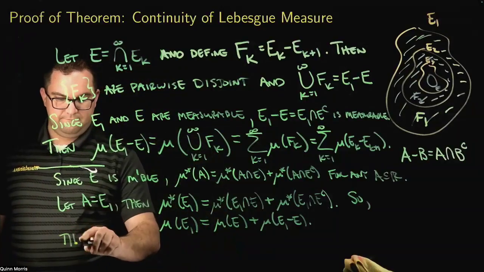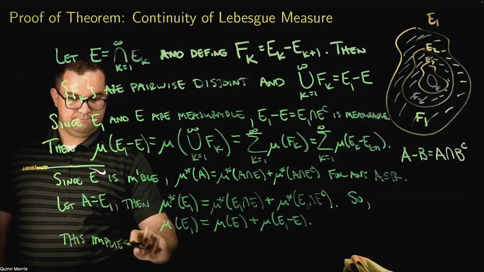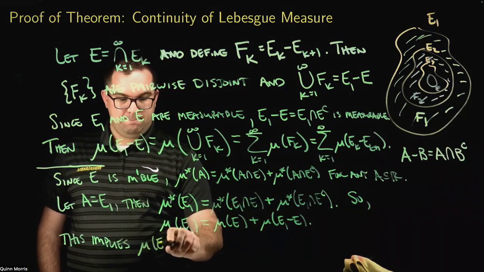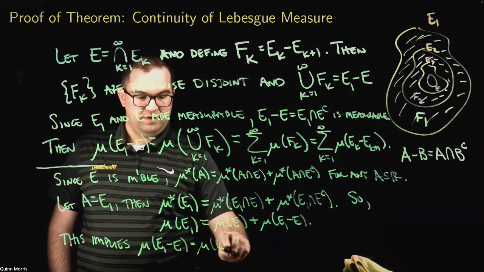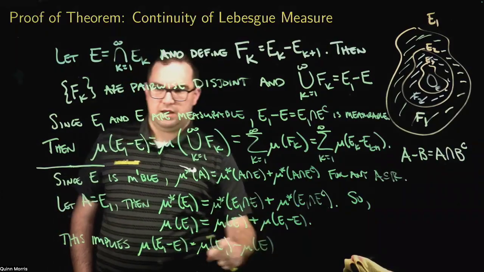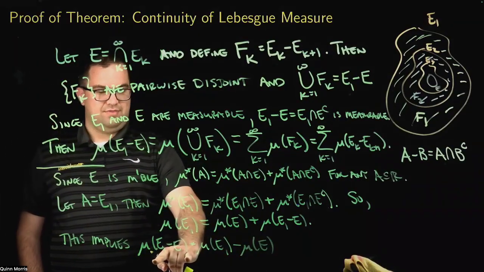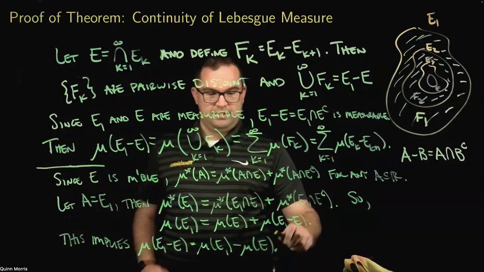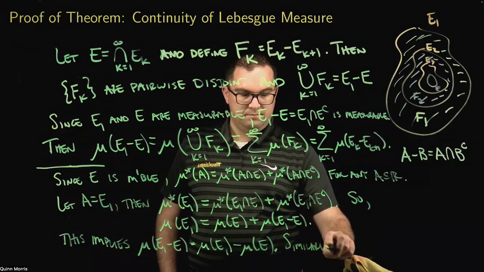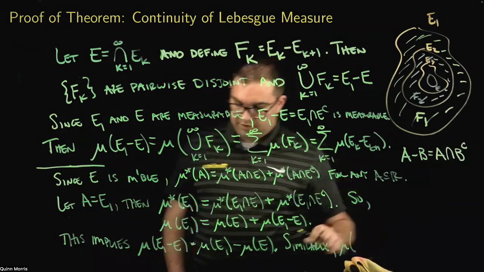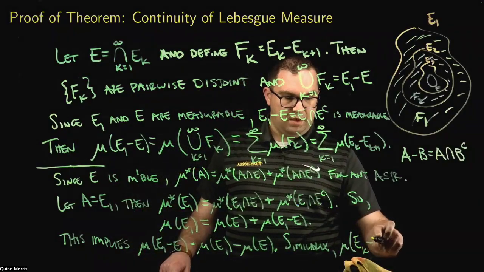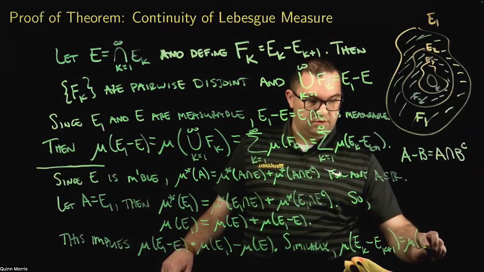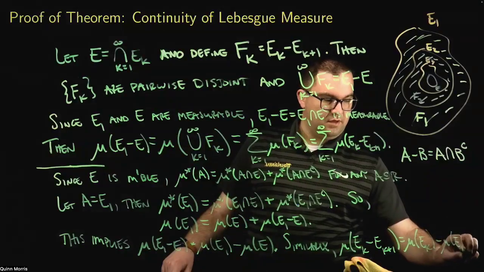Now, notice that this implies that, I'm just going to rearrange this. So this implies that mu of E1 minus E is equal to mu of E1 minus mu of E. Notice that from this piece up here, we've gotten this. Okay, we'll be able to replace this with that. Now, by a similar argument to what we did here, so similarly, I can write that the measure of Ek minus Ek plus 1 is equal to the measure of Ek minus the measure of Ek plus 1.